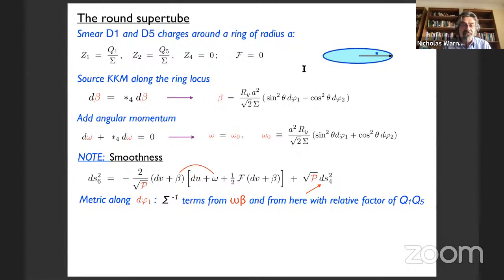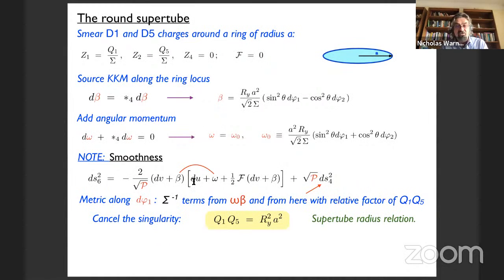angle going around here. But also you get a similar term because 1 over sigma here, well, 1 over sigma gives you a factor of sigma, but beta times omega contains a 1 over sigma squared. So you get identical terms basically along the ring from this product and from here. But notice that there's a P and a root P here and an upstairs root P here, which gives you basically a difference between this term and this term with a relative factor of Q1, Q5. And there's a minus sign. So as a result, if you want to cancel the singularity, you have to tune the singularity here to be killed by the singularity here. And you can do that, and that's called the supertube radius relation.